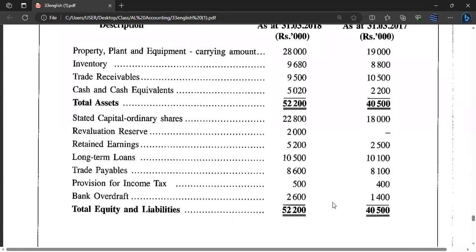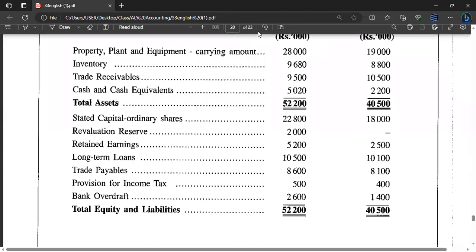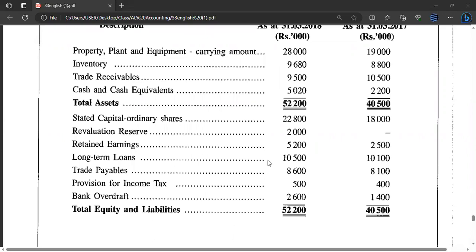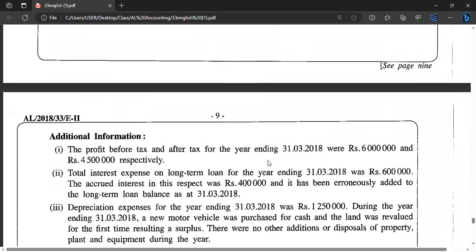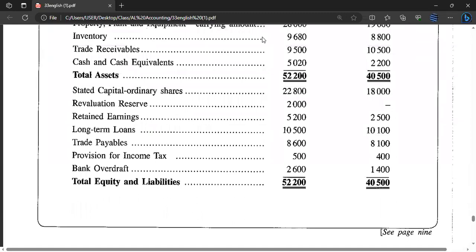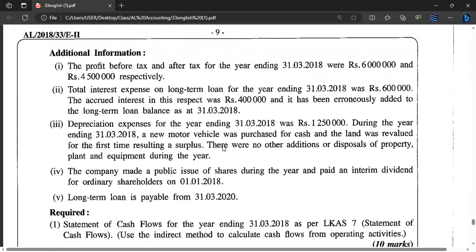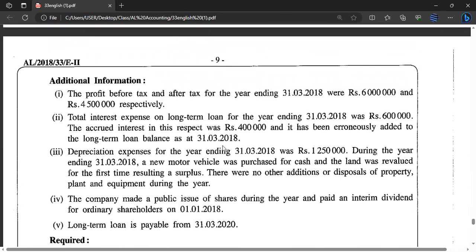Right, now here you have retained earnings. You need to look into the retained earnings there. So let me do a small working. Opening balance 2,500 and closing balance 5,200. And we have net profit after tax. How much? 4,500. Right, 4,500 we have there.